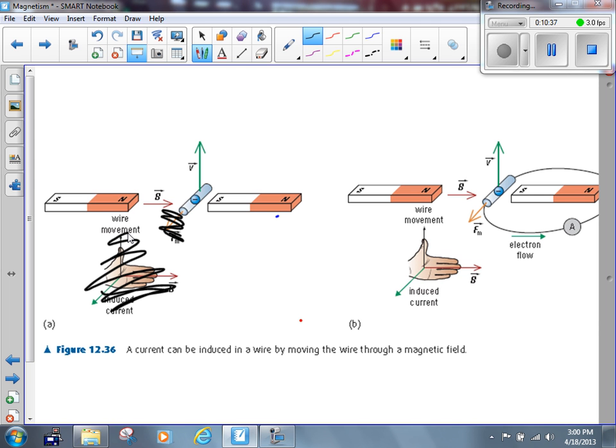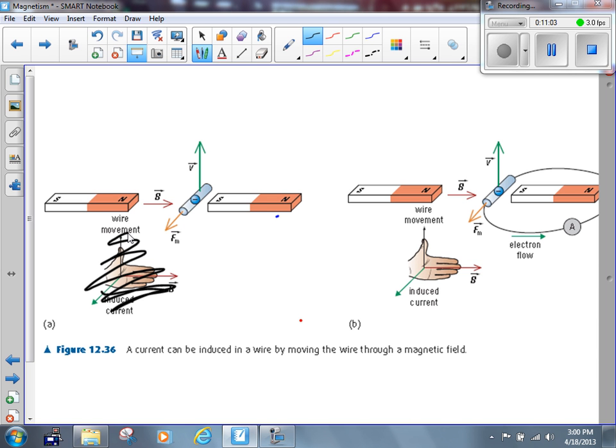Fingers in the direction of the external field from north to south. Palm points, which way is my palm pointing? Out of the page, out of the board. That means the magnetic force on this electron and all other electrons in this wire as well is pointing out of the page. What happens to an electron that experiences a force out of the page? It starts moving out of the page, right?